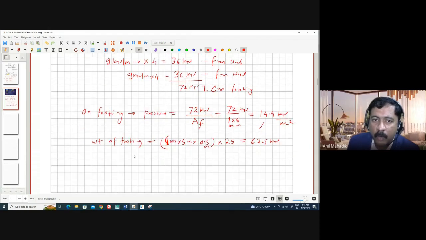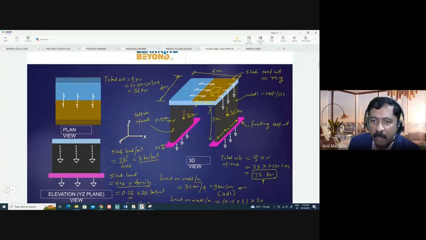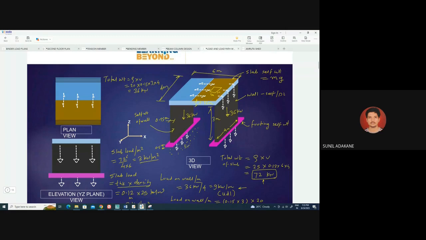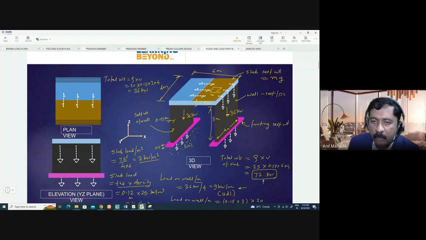Now, this was the pressure on footing from slab and wall. Now where is the footing load going to go? Total load will go where? Below the footing, what is there? Soil. So soil will have the load of footing, load of wall, load of slab. Everything will go directly on the soil.